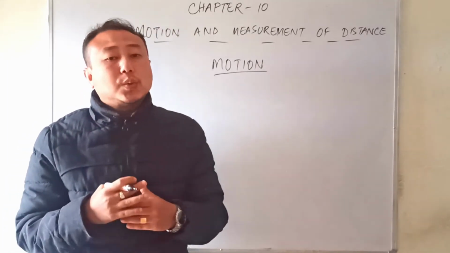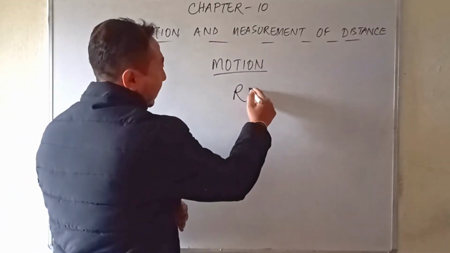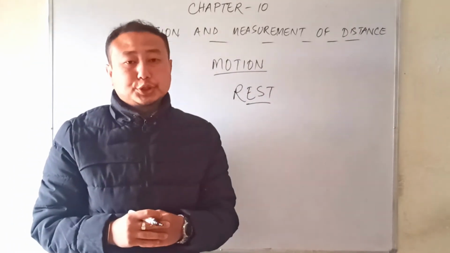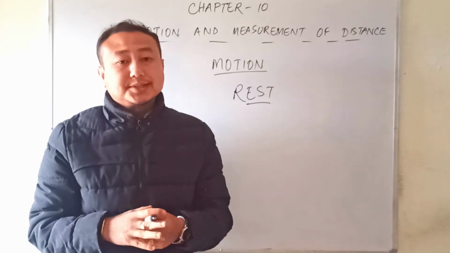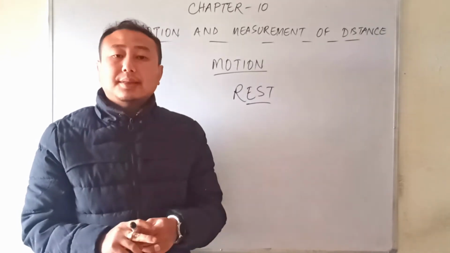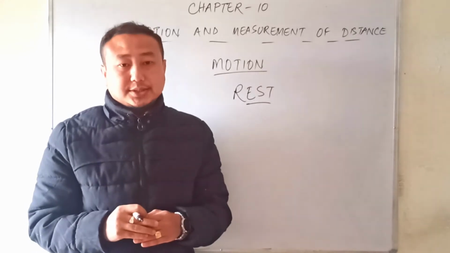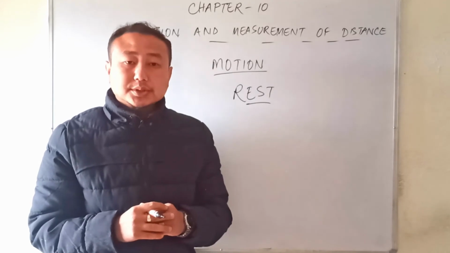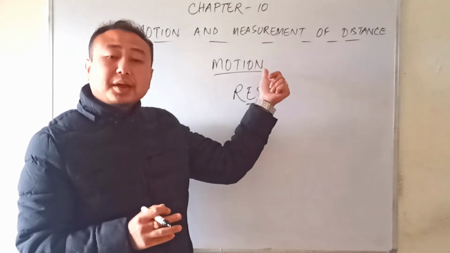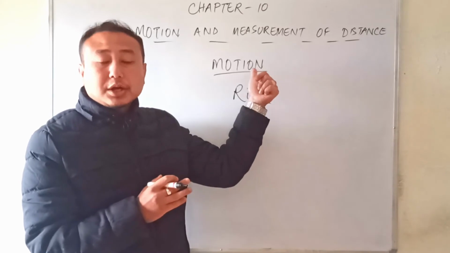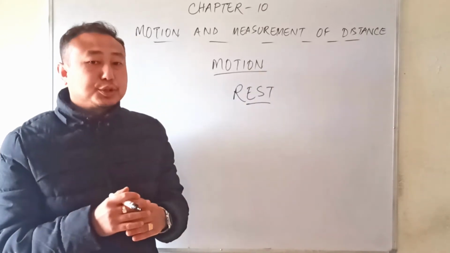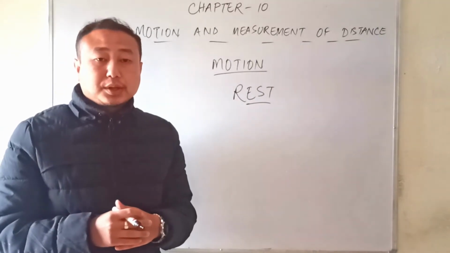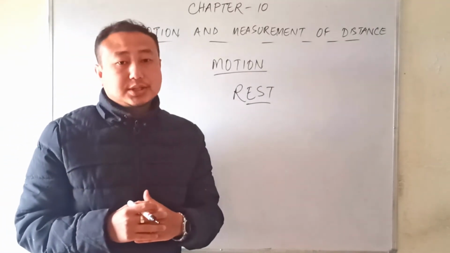Motion is related to another term which we call rest. When an object doesn't change its position with respect to time and surrounding, meaning it is remaining at the same position, at that time we say that the object is at rest. Motion and rest are related to one another because whether an object is in motion or not, we find it out by comparing its position with another object present in the surrounding which is at rest. So motion and rest are related terms.